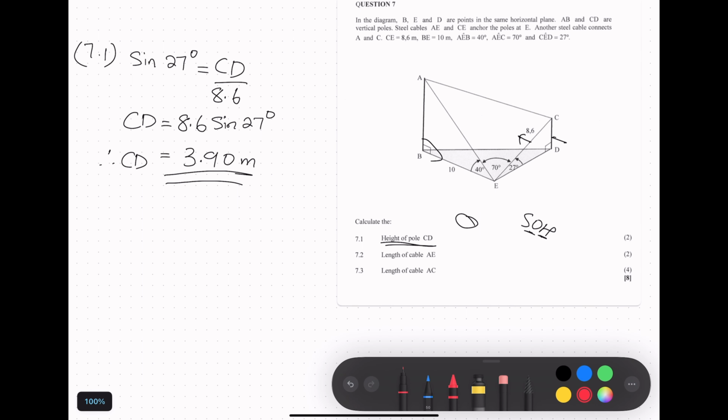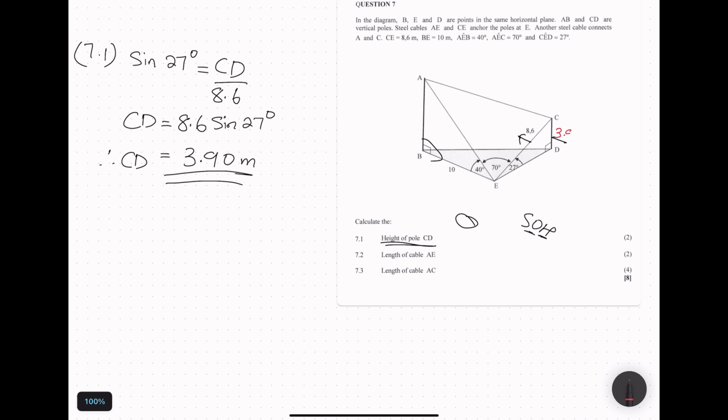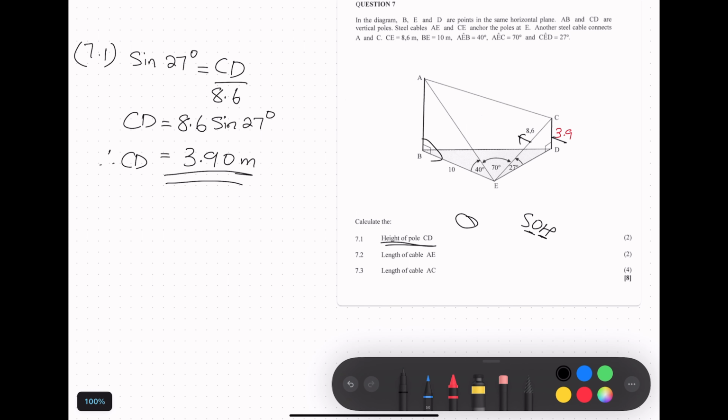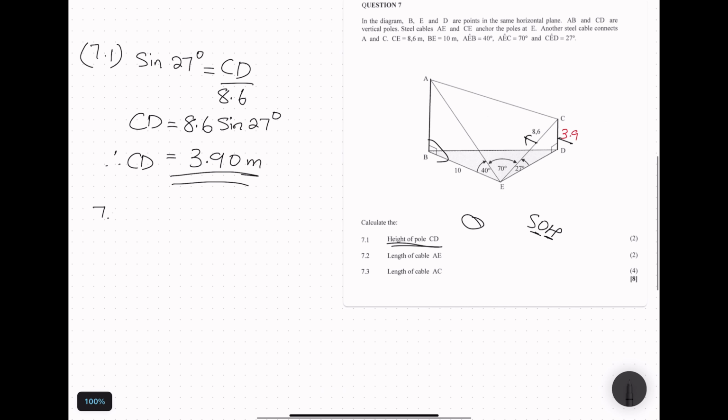So that is the answer for that. We can write that our CD is 3.9, in case we need to use it in future. So let's go to 7.2.